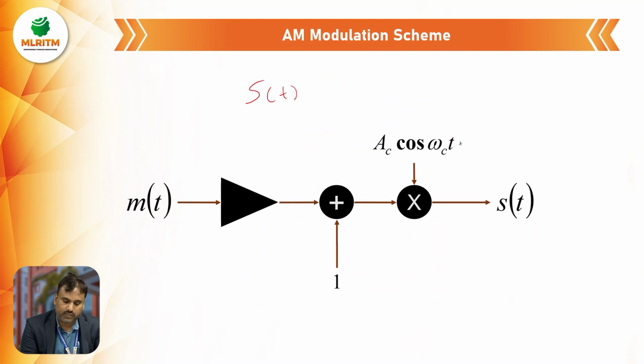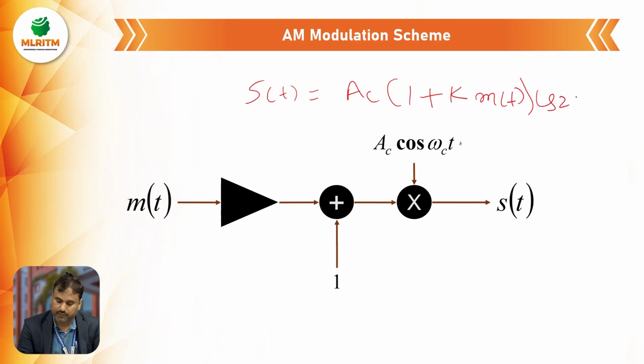S of t is equal to AC into 1 plus k into m of t into cos 2 pi fct. So this is the modulated signal. Here the diagram shows how we are converting m of t to s of t, how we are getting this s of t, that is the AM signal.